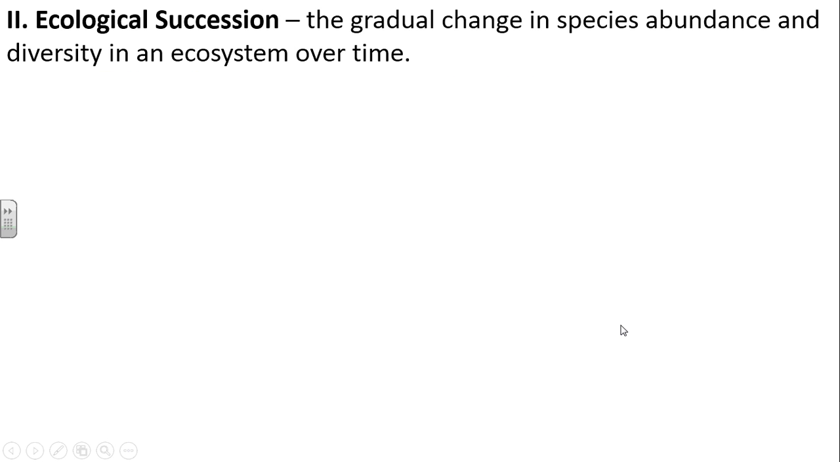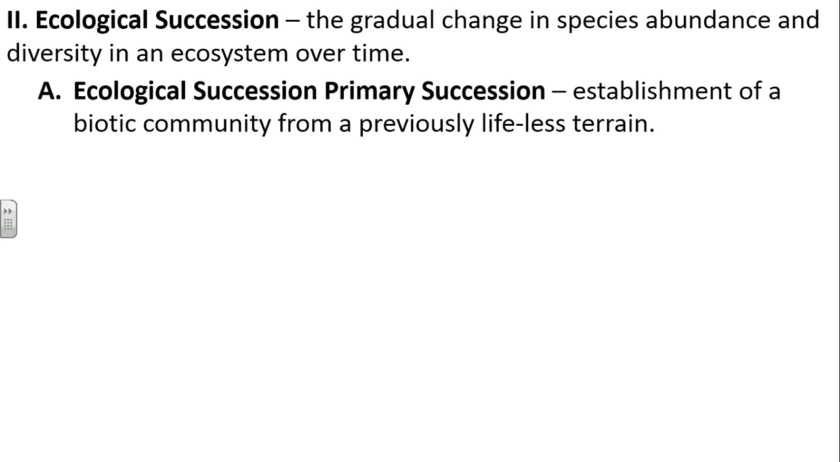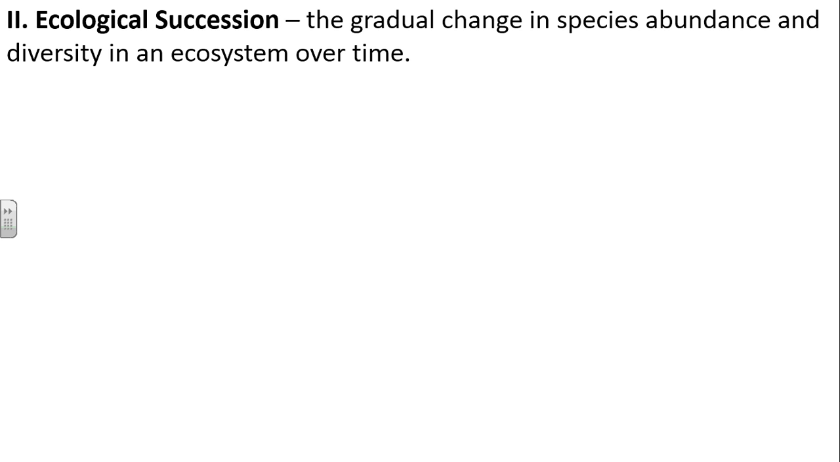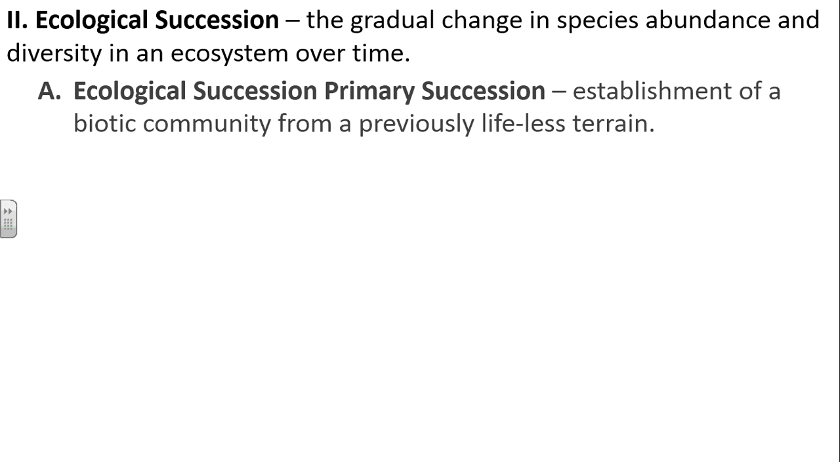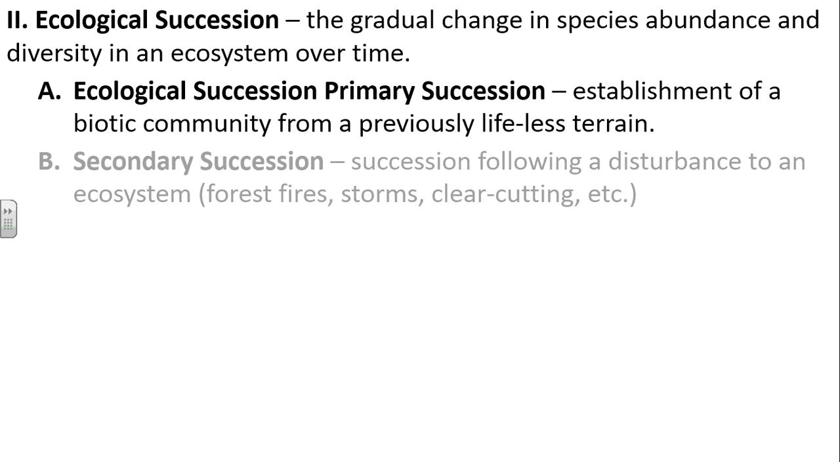Now the second major topic we need to focus on is ecological succession, and this is going to set up our lab that we're starting tomorrow. Ecological succession is the gradual change in species abundance and diversity in an ecosystem over time. When we think of the word succession, you might think of the succession of kings. One king replaces another over time. Well, there's two types of ecological succession. One is primary succession, and this is the establishment of a biotic community from a previously lifeless terrain.